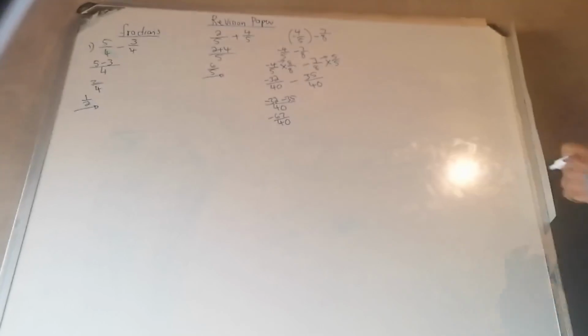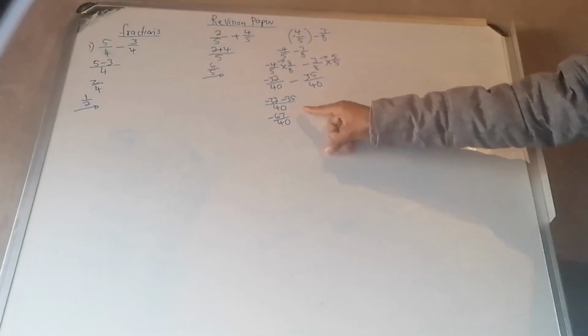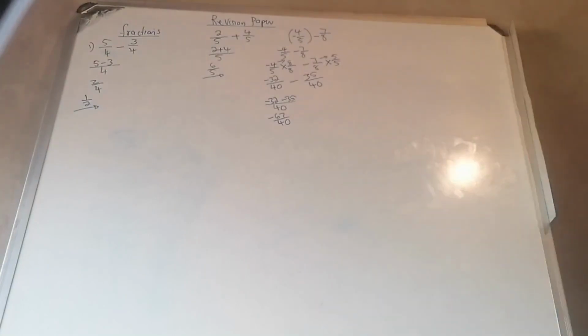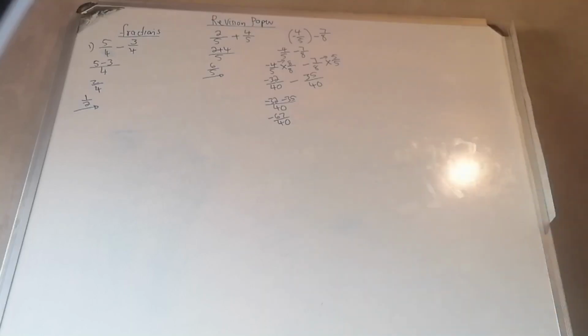over 40. And then can you simplify this? Can this be simplified? Minus 67 divided by 40. Can we simplify that? Minus 67 over 40. It is already simplified: minus 67 over 40.